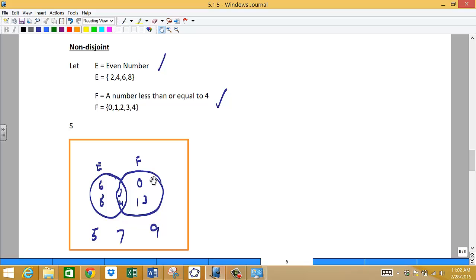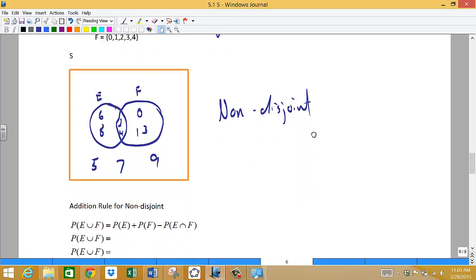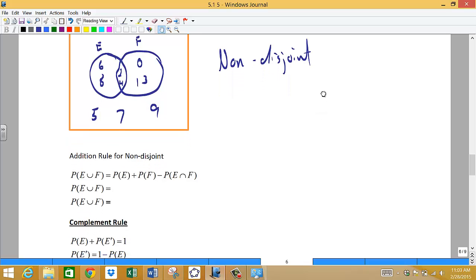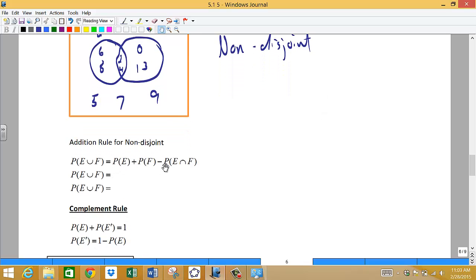Okay. Now these are called non-disjoint, okay? Because they have something in common, right? It's an easy way to look at it. Now when this happens, we have another kind of rule here. And it looks like this, with this subtraction piece on the end. And so that essentially can solve this.